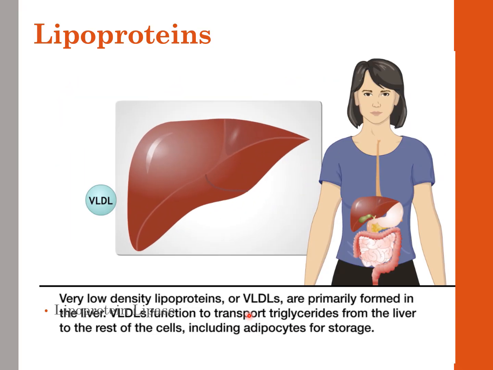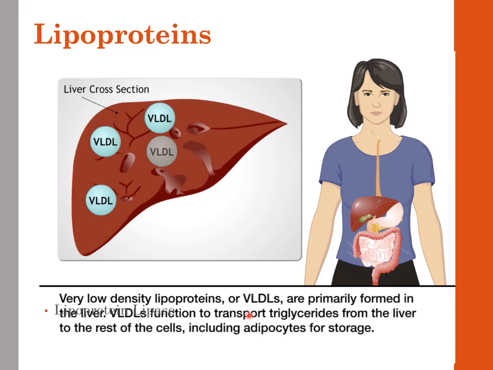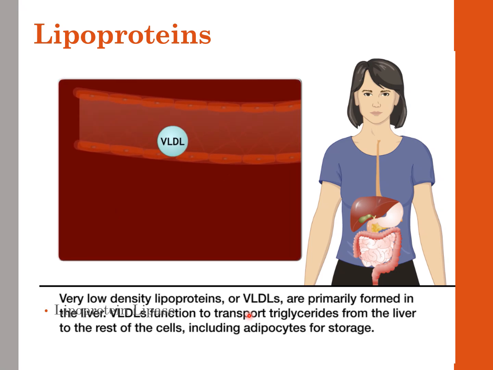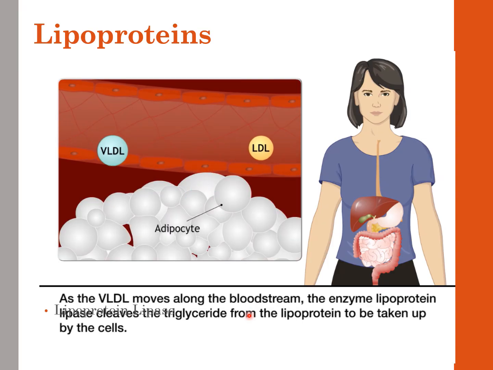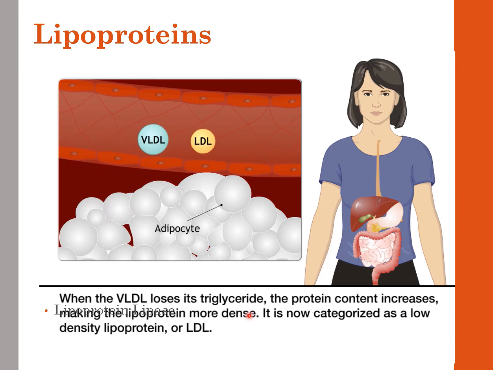Very low-density lipoproteins, or VLDLs, are primarily formed in the liver. VLDLs function to transport triglycerides from the liver to the rest of the cells, including adipocytes, for storage. As the VLDL moves along the bloodstream, the enzyme lipoprotein lipase cleaves the triglyceride from the lipoprotein to be taken up by the cells. When the VLDL loses its triglyceride, the protein content increases, making the lipoprotein more dense. It is now categorized as a low-density lipoprotein, or LDL.